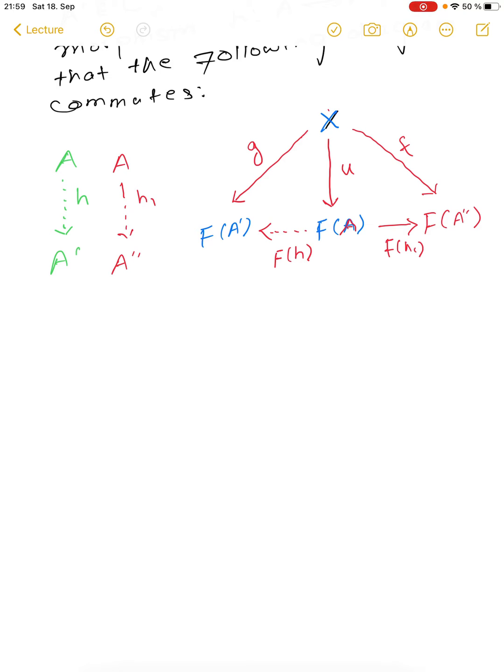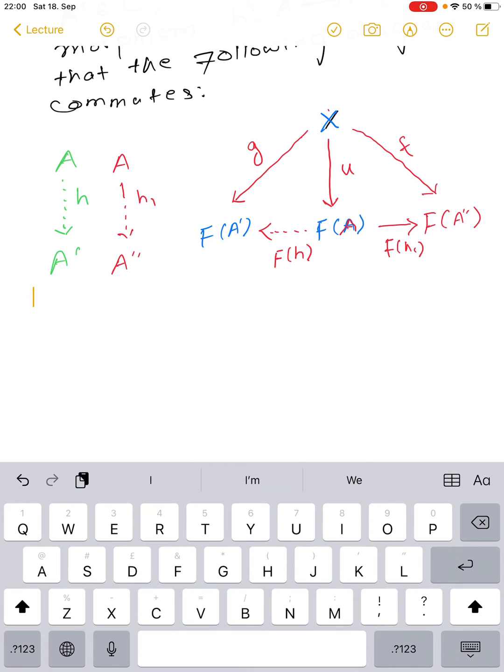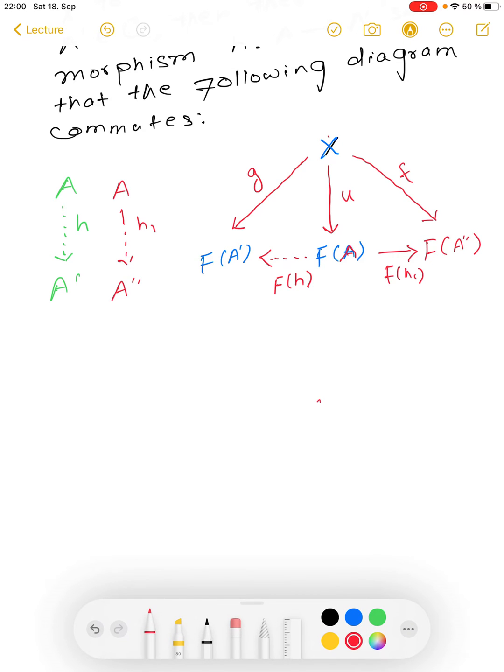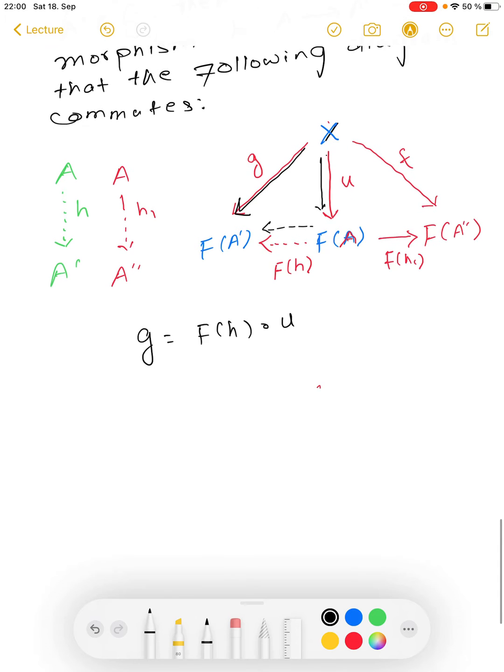That is the beauty of universal morphism, that whenever you have some morphism directly from X to any other object which is brought from category C with the help of functor F, then you can factor that morphism through this path, and this G will become equal to FH after U, which means this morphism, if you come this way, is the same as coming from here to here and then here. So you can always factor this morphism with the help of these two morphisms. So this becomes universal, that you can do this factorization for any other morphism.